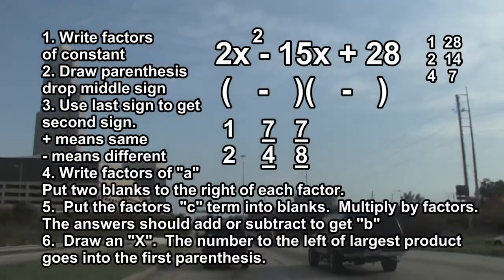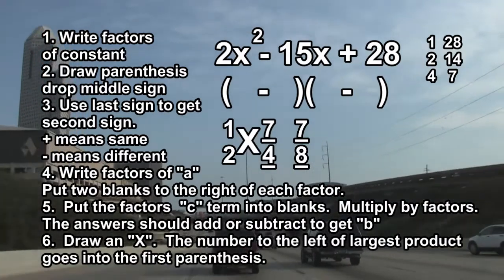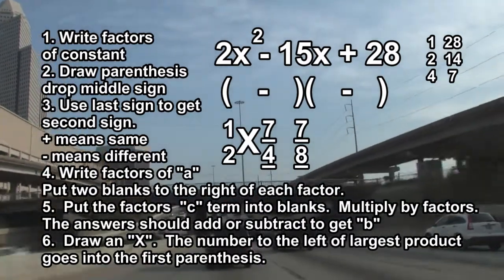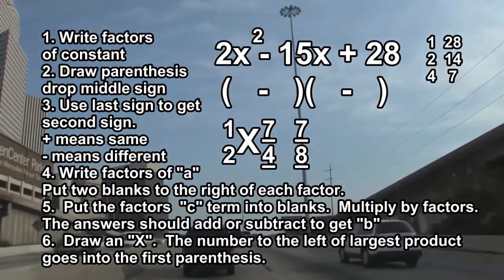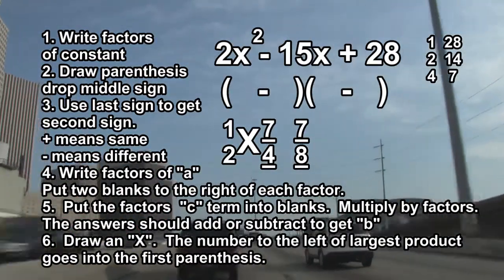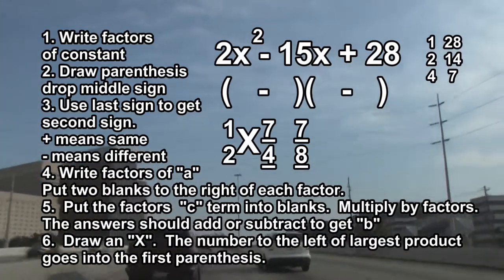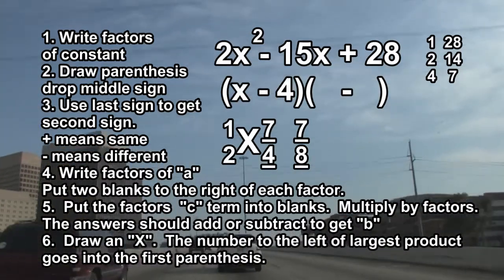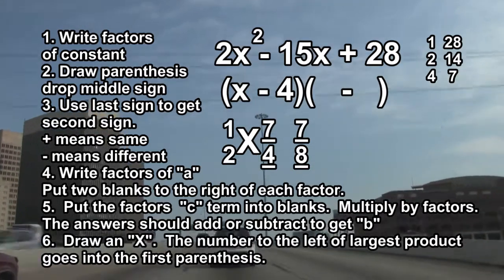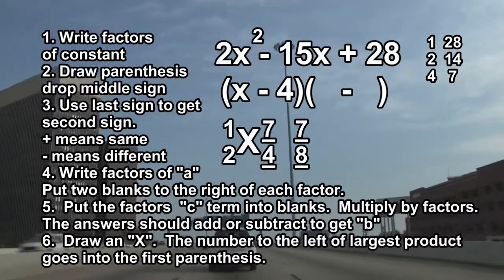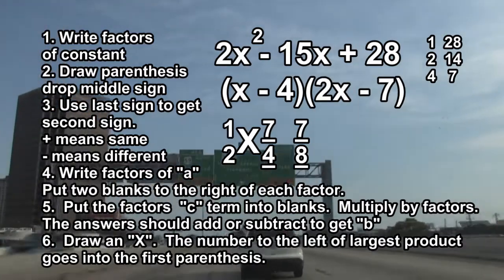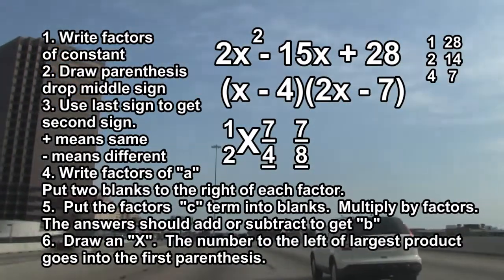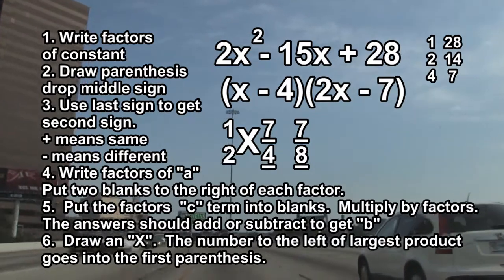The next step is to draw an x between the 1 and 2 and 7 and 4. Since 8 is the largest product, 4 would go into the first parentheses paired with the 1x. So 1x and 4 go into the first parentheses. Since the 1x and 4 are in the left parentheses, the other pair of 2 and 7, or 2x and 7, would go into the second parentheses. That makes our answer x minus 4 times 2x minus 7.